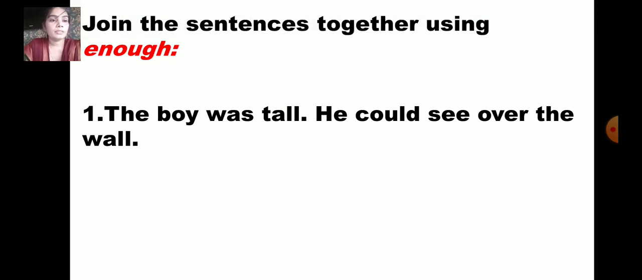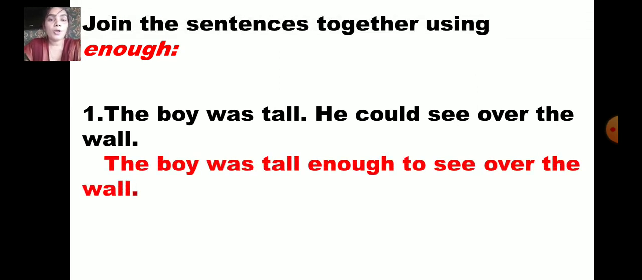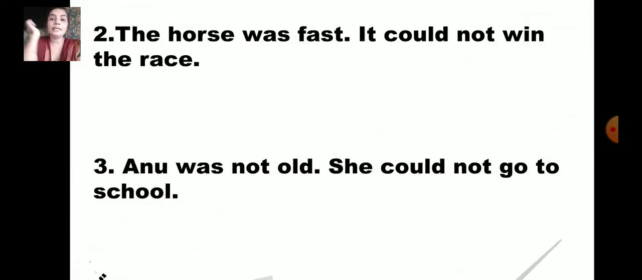So our answer is the boy was tall enough, meaning he was very tall. So the boy was tall enough to see over the wall. And our next question is number 2. The horse was fast. It could not win the race. So the horse was fast enough to win the race.